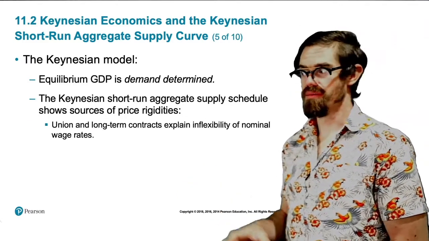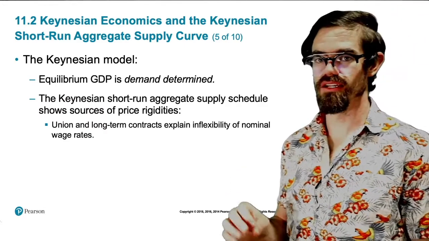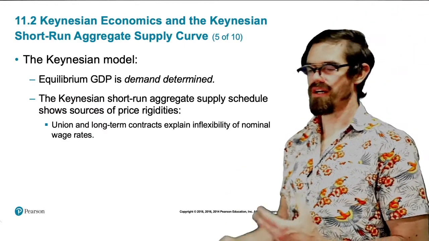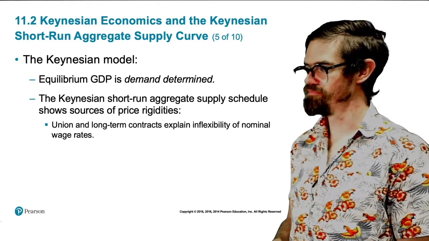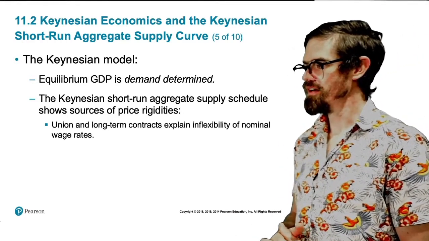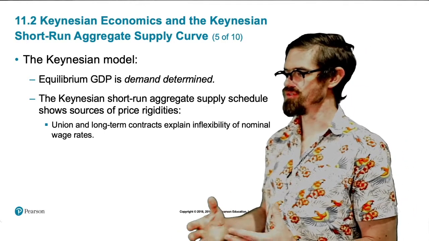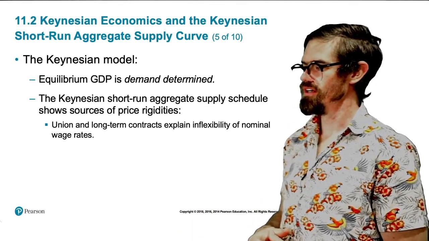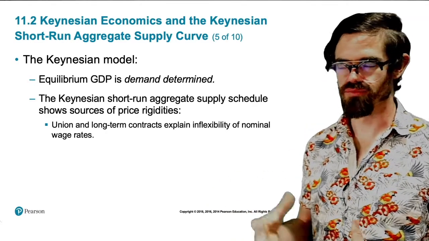All right, so to recap, equilibrium real GDP in the Keynesian model is demand determined, whereas in the classical model, it's determined by long-run aggregate supply. Okay, so a pretty stark difference. And the Keynesian short-run aggregate supply schedule shows sources of price rigidity. So what are the causes of these sticky wages and prices?